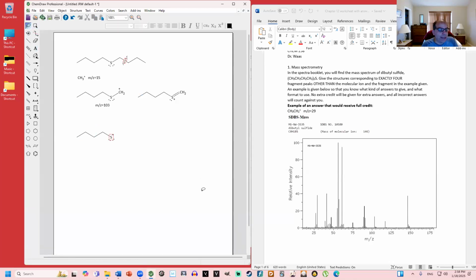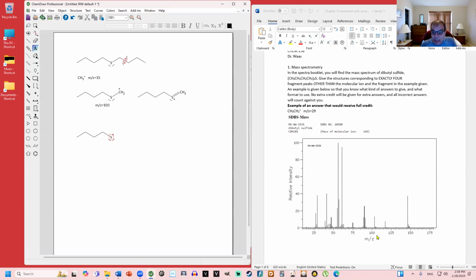Probably still not going to like that, but we'll go with it. So that's one possible structure. You could also have lost the carbon on the other end, I suppose. But this fragment or any isomer of that fragment will all have the same mass. It'll basically be whatever the mass of this is minus 14 because we've lost CH2. So 103 minus 14, let's see, that would be 89.